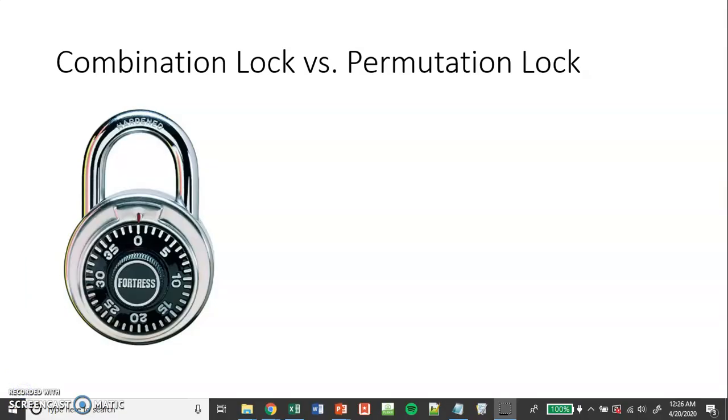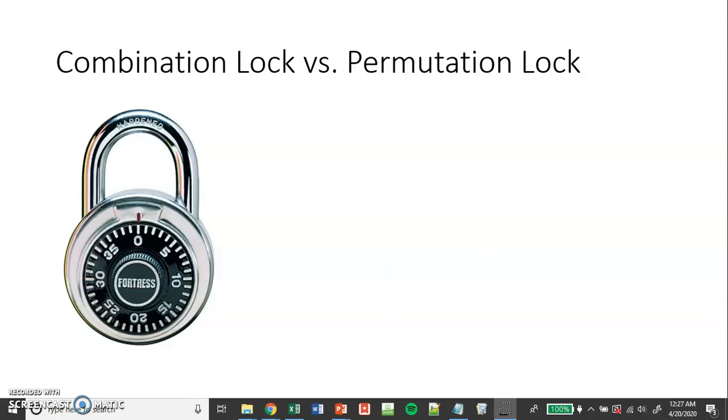Okay, so a familiar example is actually to talk about one of these. You might have heard them called a lock or sometimes even a combination lock. Let's see if that's actually true. Does this lock represent the number of combinations of numbers you can pick between 0 and 40, or does it represent the number of permutations that you can pick between 0 and 40?